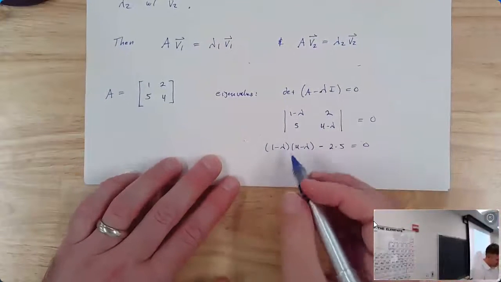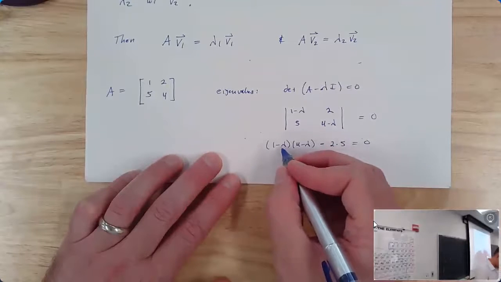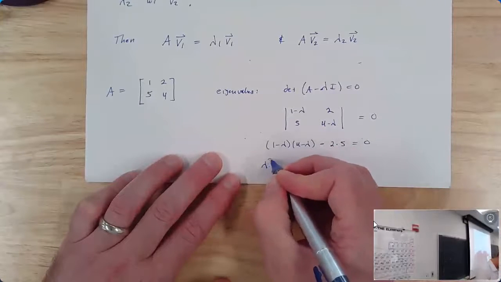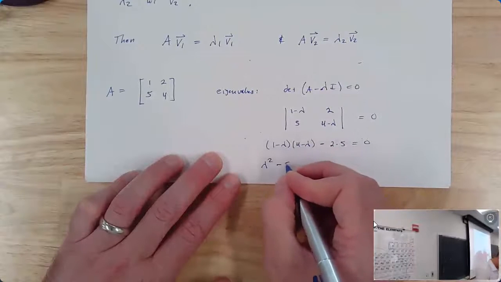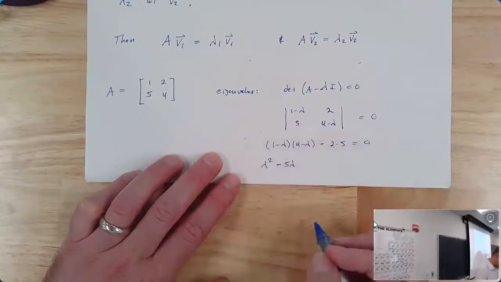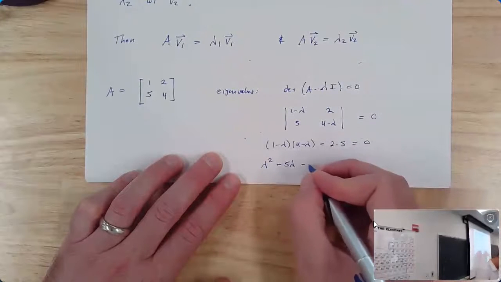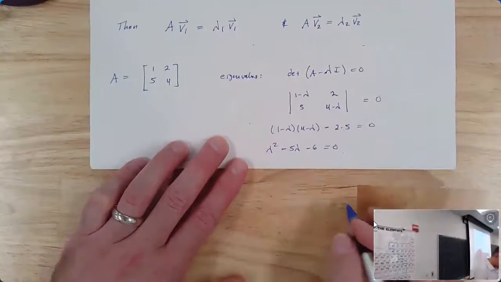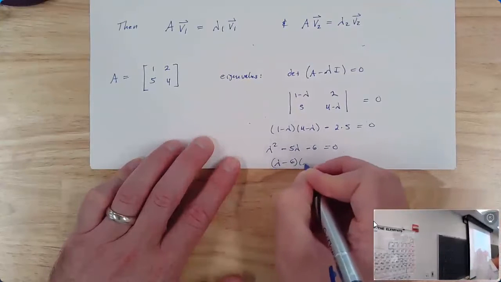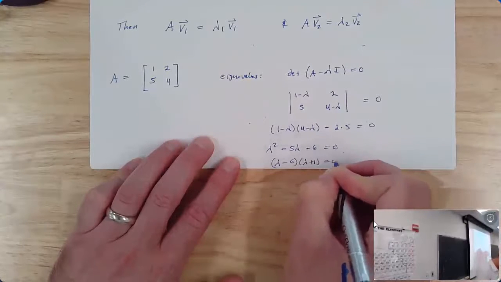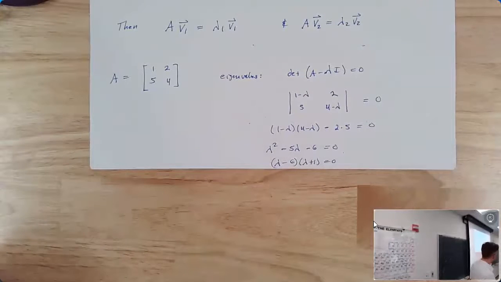We multiply this out, we're going to get minus lambda times minus lambda is lambda squared. Minus 4 lambda minus 1 lambda is minus 5 lambda. 4 times 1 is 4. 4 minus 10 is negative 6. So factoring this, you get lambda minus 6 times lambda plus 1. So your eigenvalues are positive 6 and negative 1.